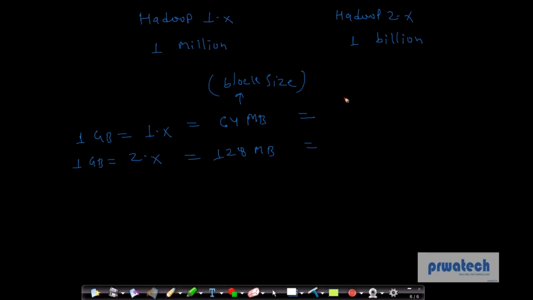Because my actual data size is 1 GB, I divide 1024 MB, converting my GB into MB, by 64 MB. You can use a calculator to calculate this. And for 128 MB, you'll get to know the number. How many blocks? 16 blocks. How many blocks? 8 blocks.